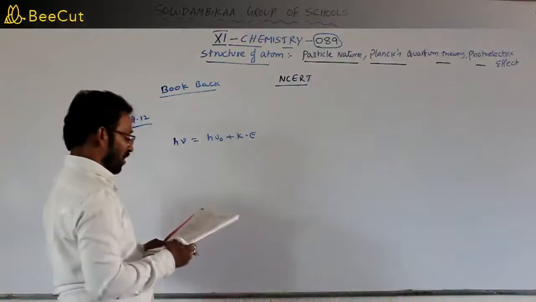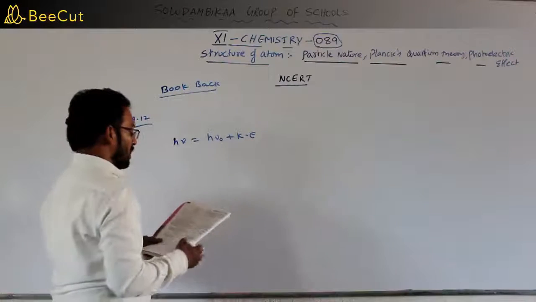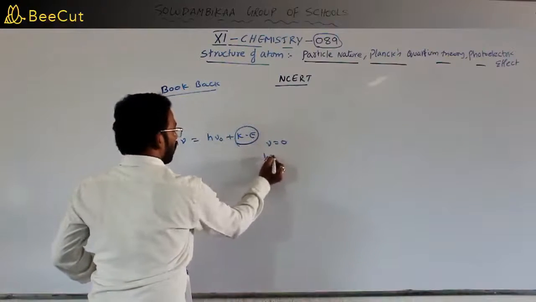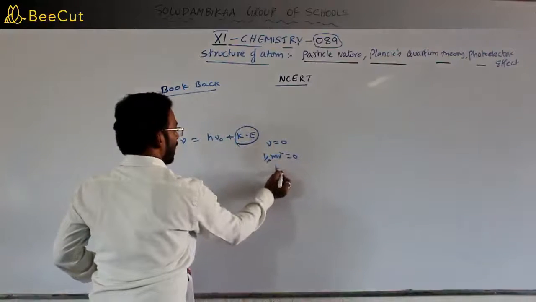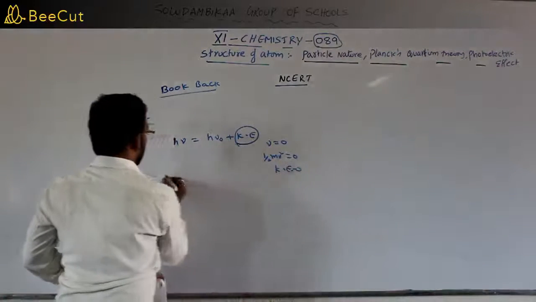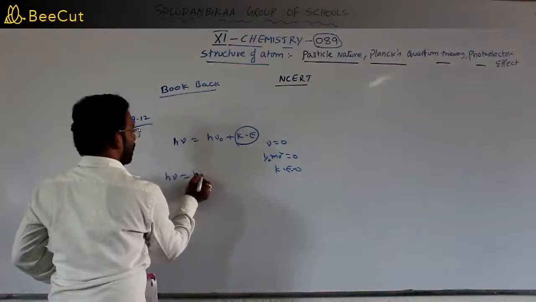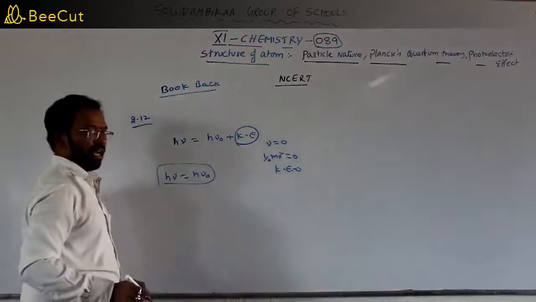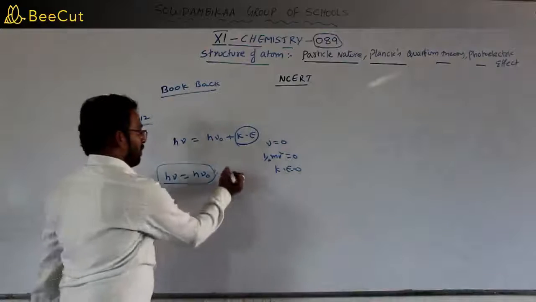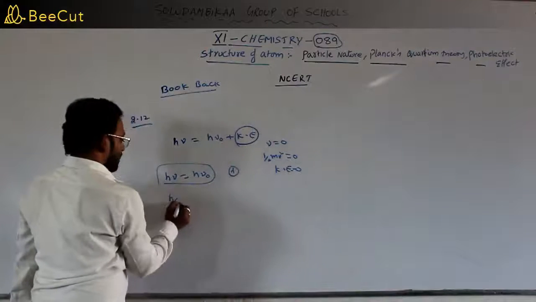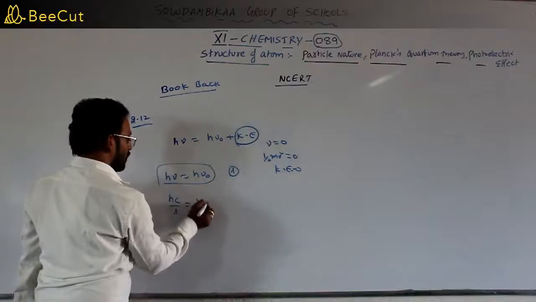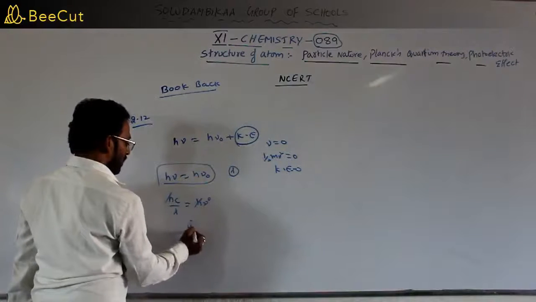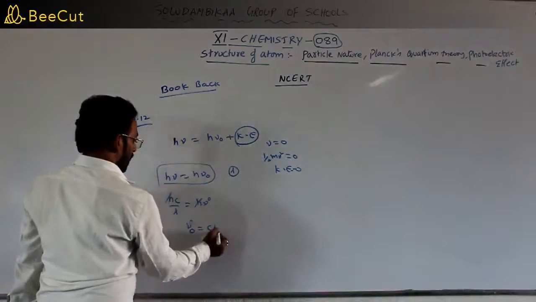So what is the kinetic energy of photoelectrons given? 0. Velocity is 0 means 1 by 2 m v square also becomes 0. KE also becomes 0. So we can write h nu is equal to h nu naught. We need to calculate nu naught first. But they have not given nu. They have given lambda. So we write hc by lambda is equal to h nu naught. So h will get cancelled, and nu naught will be c by lambda.